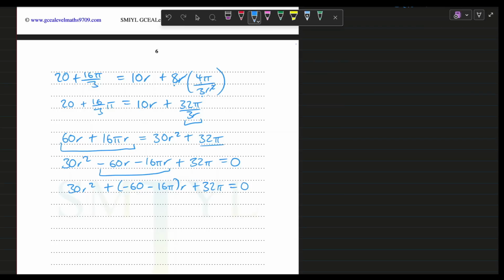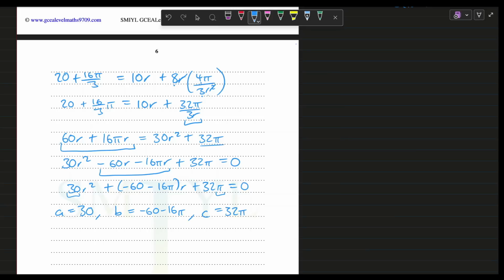Hopefully you can see that what we have here is a quadratic in terms of r. And remember that pi is just a constant. It's just the same as any other number you can have in your quadratic. So don't think pi is a variable. We are not solving for pi. It's a constant. So here we can say that a is the coefficient of r squared, so a is 30. b is the coefficient of r, so it's negative 60, negative 16 pi. And then c is the term independent of r, so c is 32 pi.